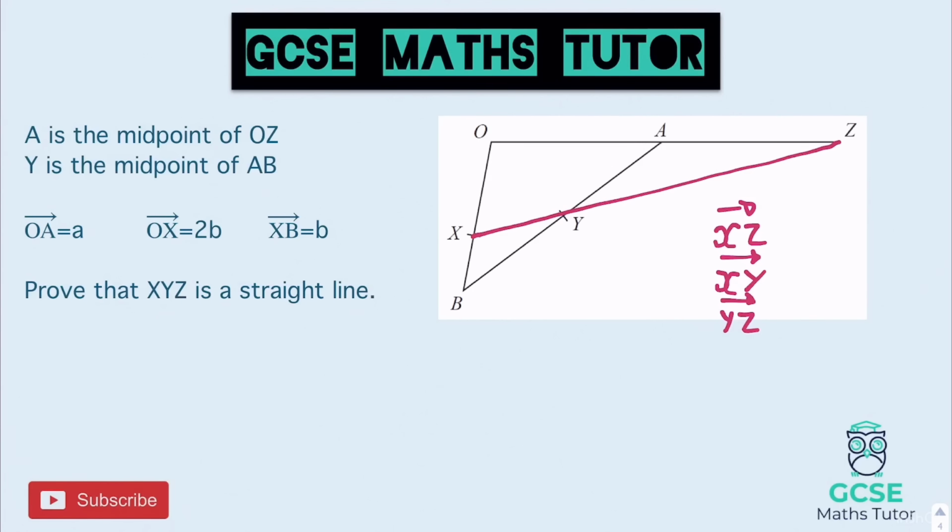The one thing that you do need to do here is also label the vectors on. It tells you what they are here. So if we start labelling those up before you have a go, O to A is a. It says O to X, moving from O down to X, is 2b. And from X to B, this bit here, is 1b. So that's everything to label on there, everything to be thinking about. So pause the video there and have a go.